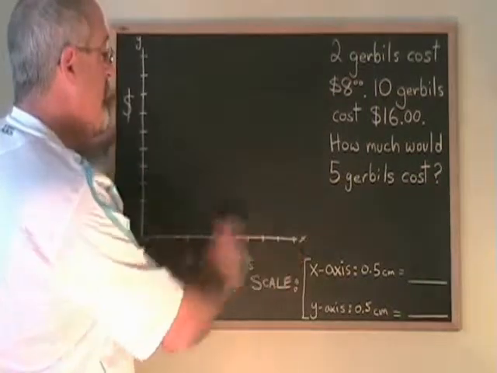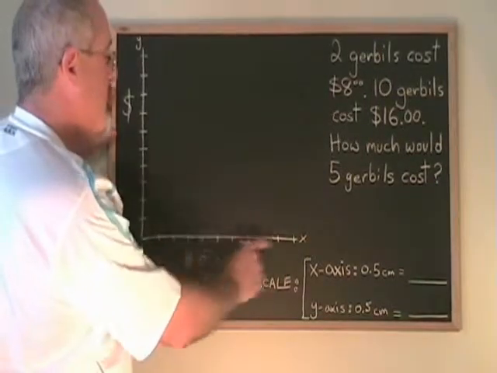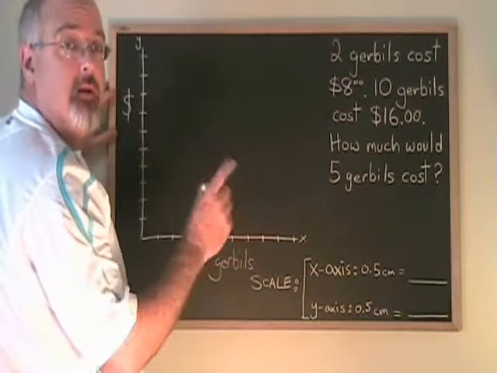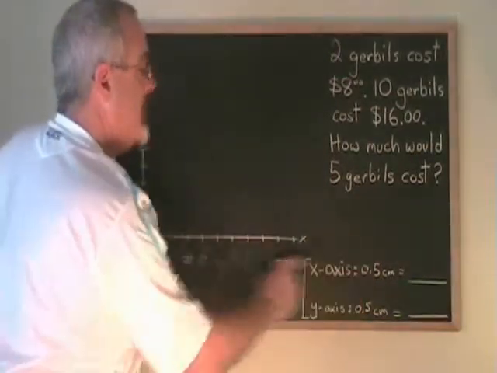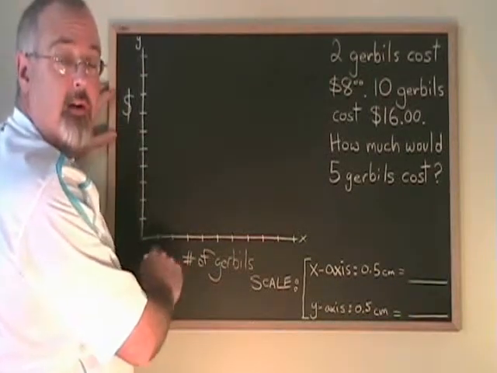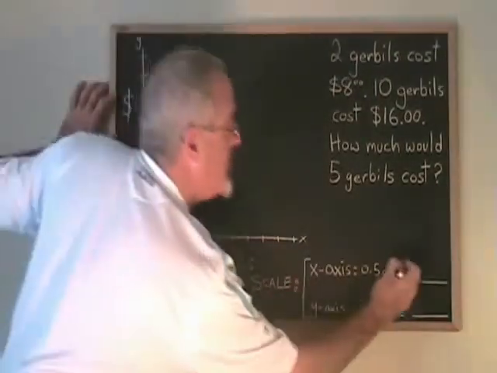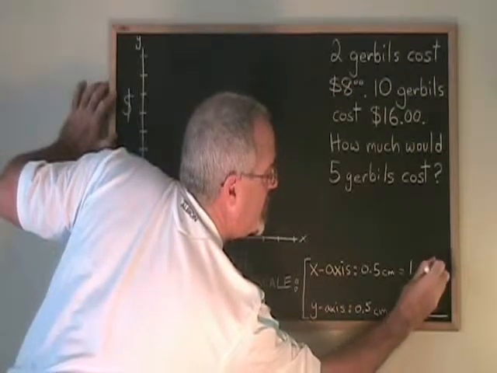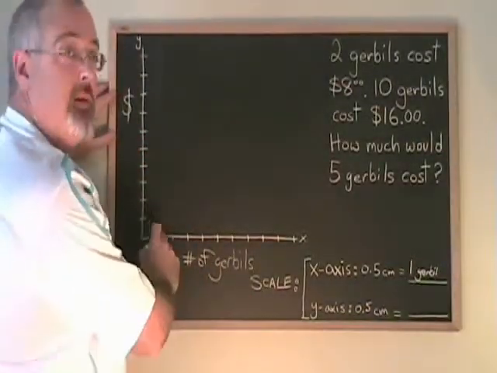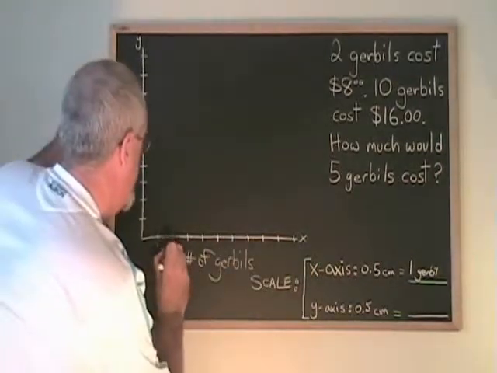When I look at my graph paper, I see that I have 10 squares going across. So this is an easy axis to scale because I can make 0.5 centimeters, which is the width of one square on the graph paper, equal to 1 gerbil. And then I put the numbers along the axis.